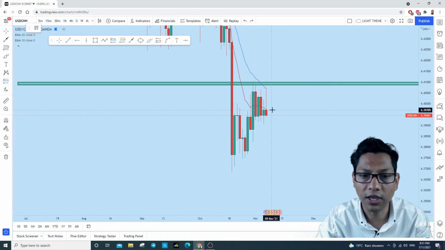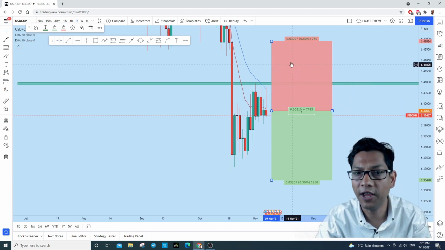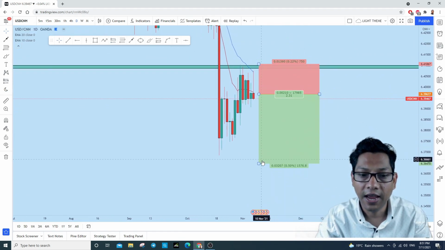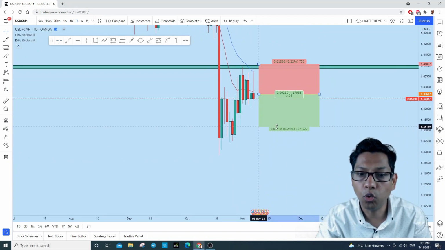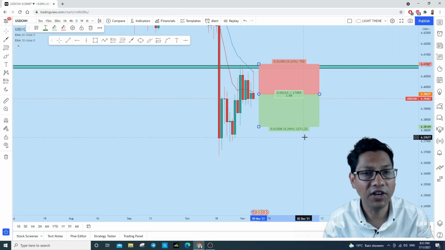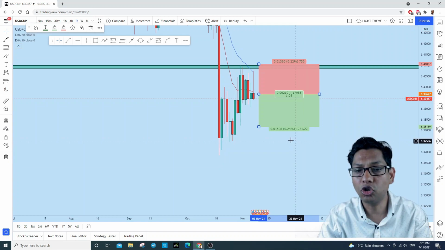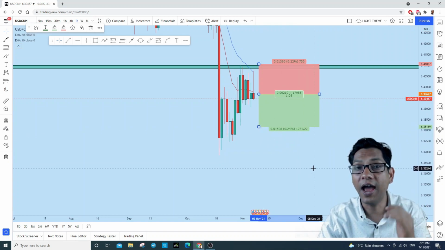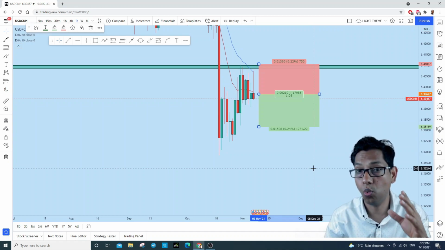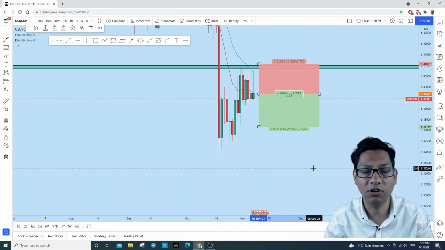So what we will be doing is entering a trade from here. Our stop loss will be above all this high, and our first take profit will be at 1 to 1. We will take around 60 to 70% profit, and then the rest of the trade will keep running until we take at least a 1 to 3 or 1 to 5 risk to reward ratio.